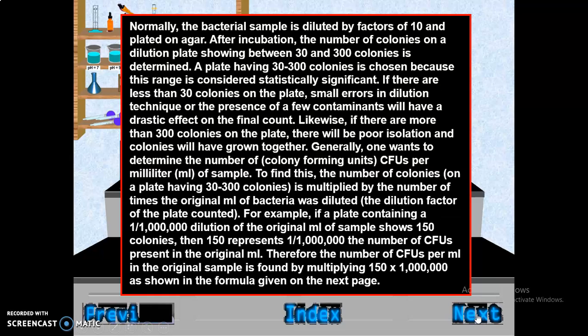Normally, the bacteria sample is diluted by a factor of 10 and plated on agar. After incubation, the number of colonies on the dilution plate showing between 30 and 300 colonies is determined. A plate having 30 to 300 colonies is chosen because this range is considered statistically significant. If there are less than 30 colonies on the plate, a small error in dilution technique or the presence of a few contaminants will have a drastic effect on the final count.